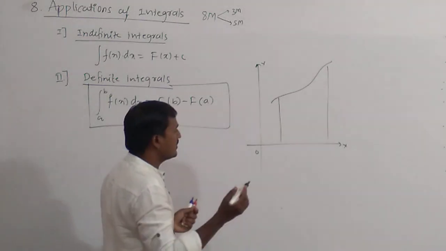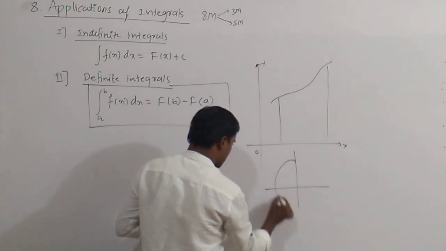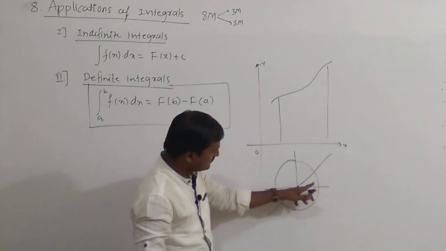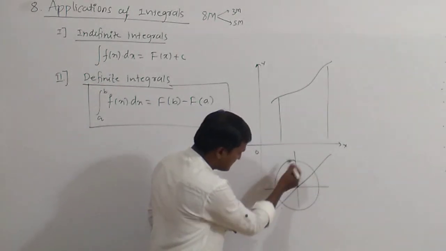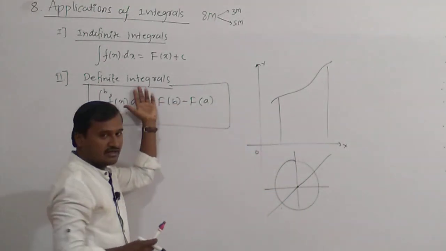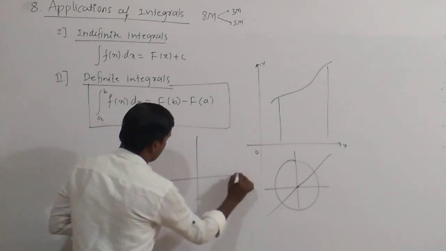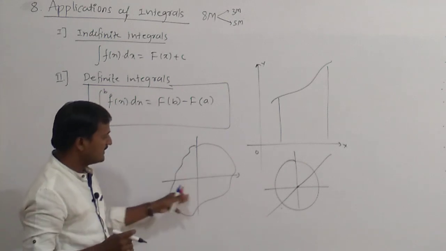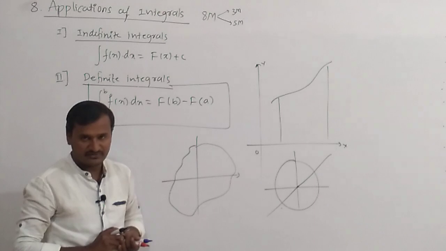And also if you want to find the area between a circle and a straight line, suppose you want to know the area of this region, this region includes the circle and a straight line. In that case also we use the definite integral. Suppose you want to find the area of such a curve like this, such a region, then also we use the definite integral.